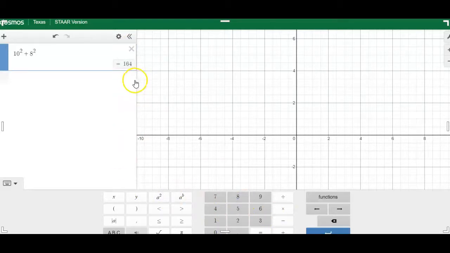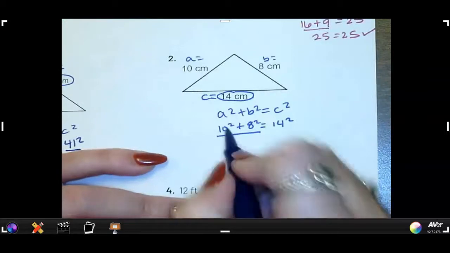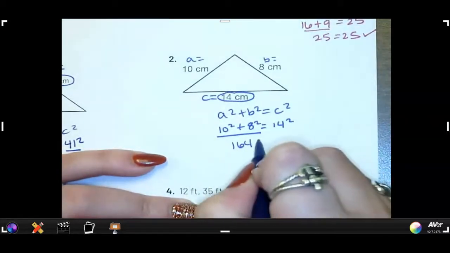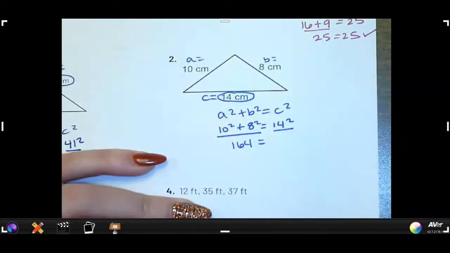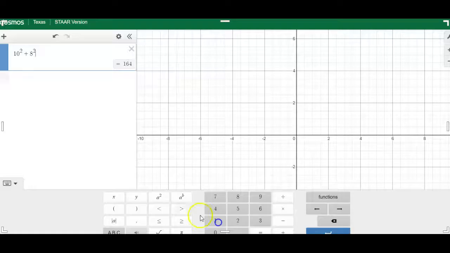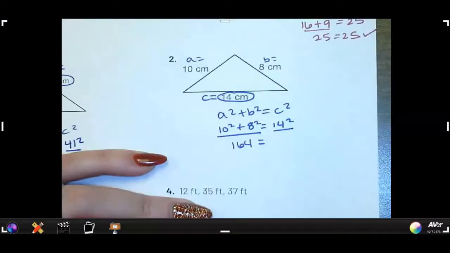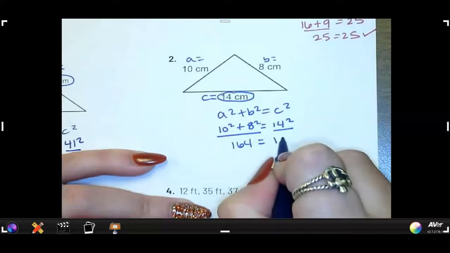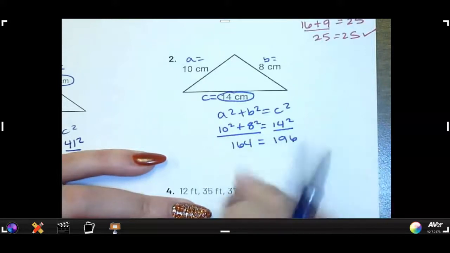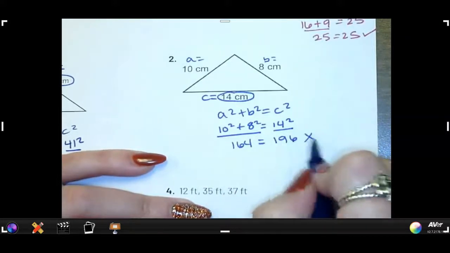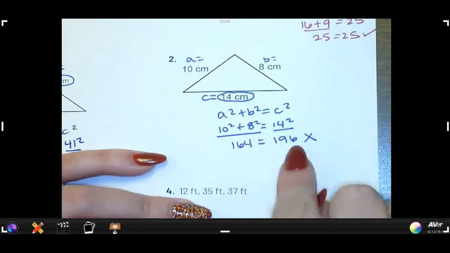And that gives me 164. And I want to know if that is equal to 14 squared, which is 196. So we can see here, this is not going to be a right triangle because we did not get the same number both times.